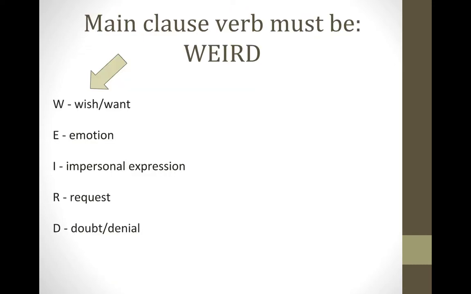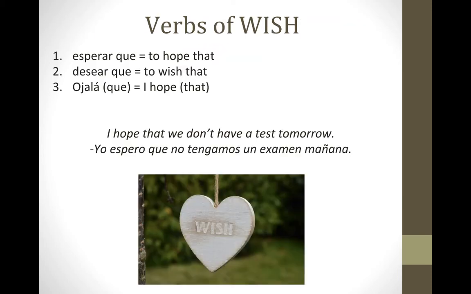Okay, so for today's notes, we are going to focus on the W of WEIRD. And in fact, of that W, we're just going to focus on the wish verbs. Anytime you see one of these wish verbs in the main clause, then you need to use subjunctive in the subordinate clause if there's a change in subject. These verbs of wish are esperar que, to hope that, desear que, to wish that, or ojalá que, I hope that. This ojalá, it's kind of a fun word.